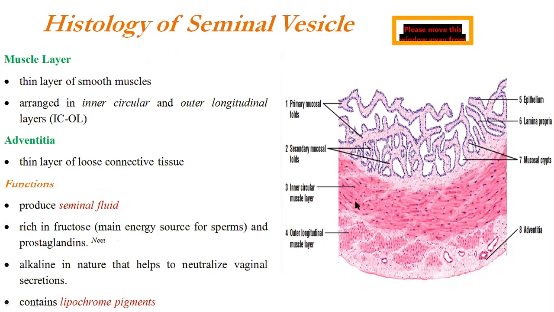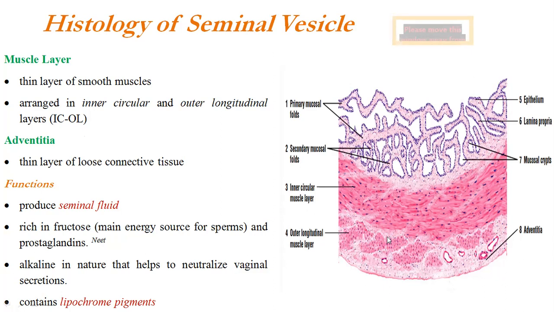Now, the muscle layer, let us see the muscle layer. We have only two layers here: inner circular and outer longitudinal. You can remember ICOL, inner circular, outer longitudinal. Then the outermost covering is the same, that is adventitia, made up of collagen fibers, where we have blood vessels.